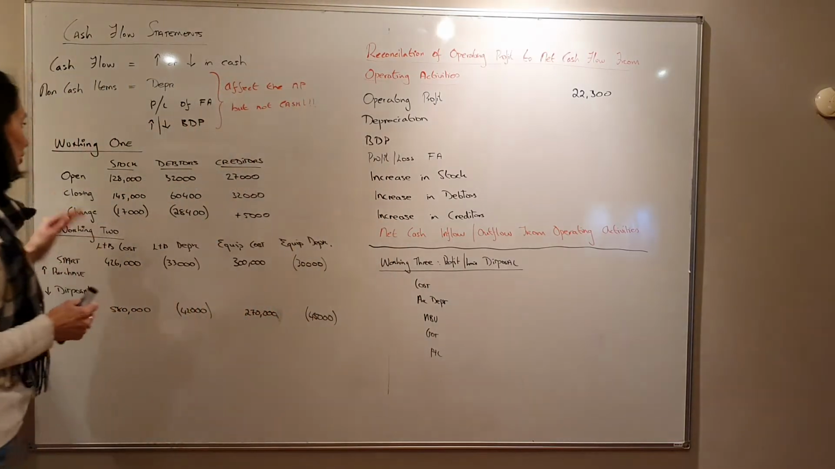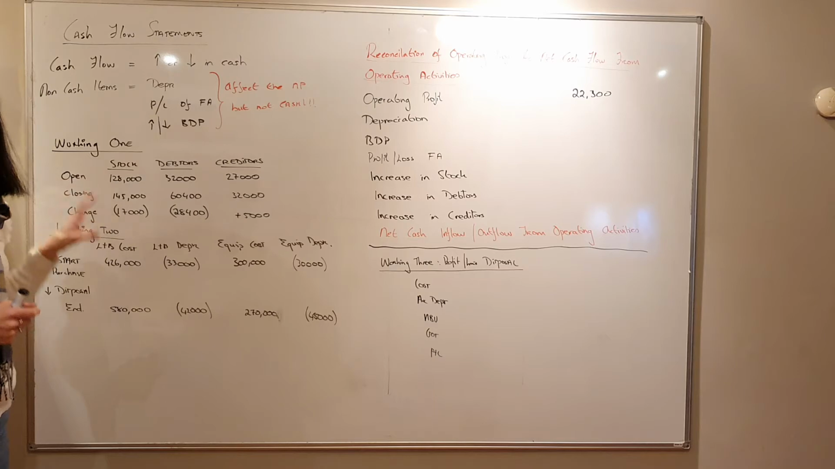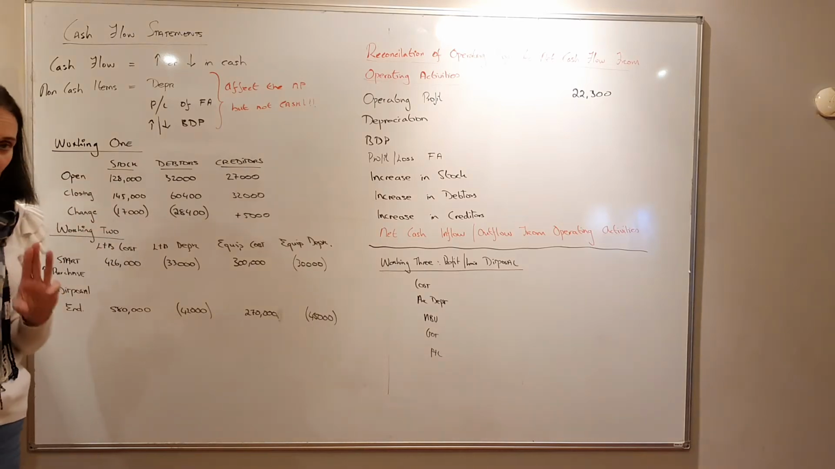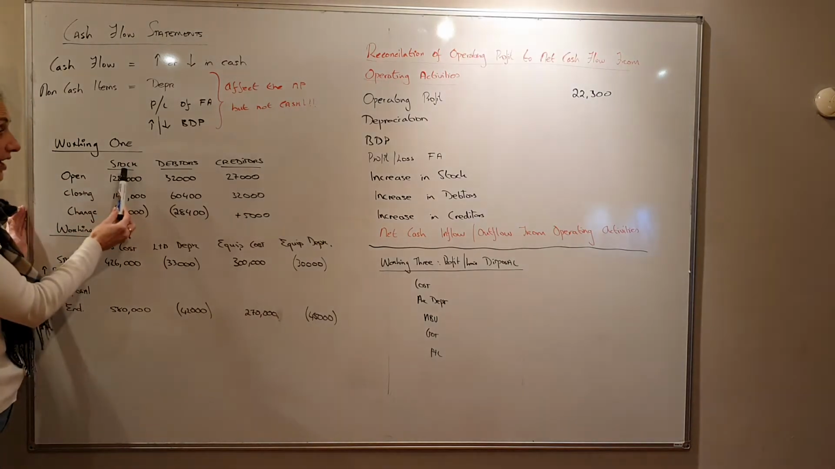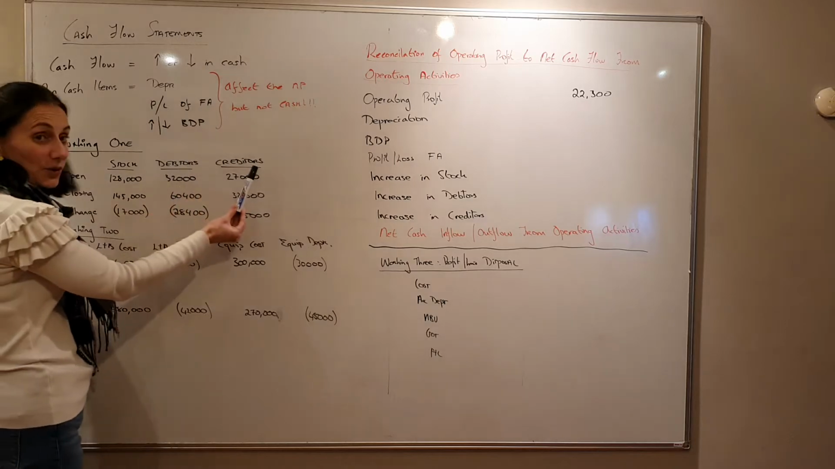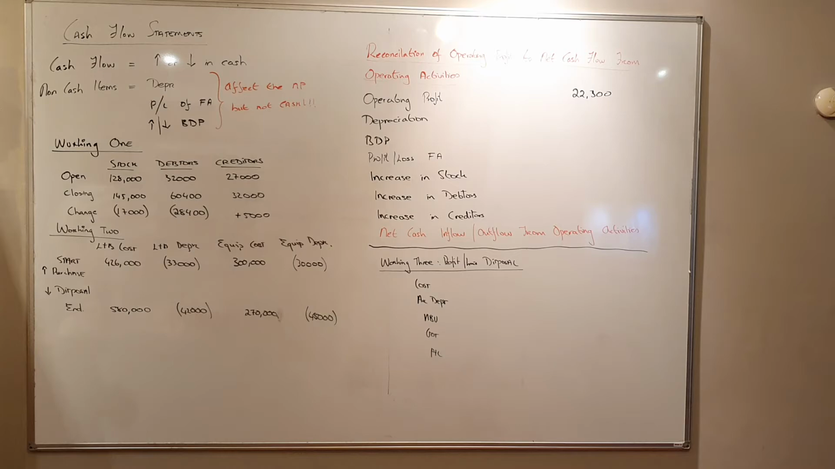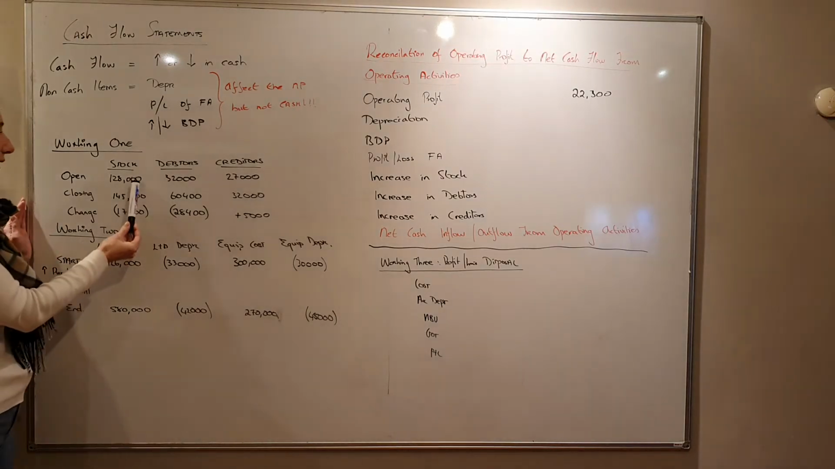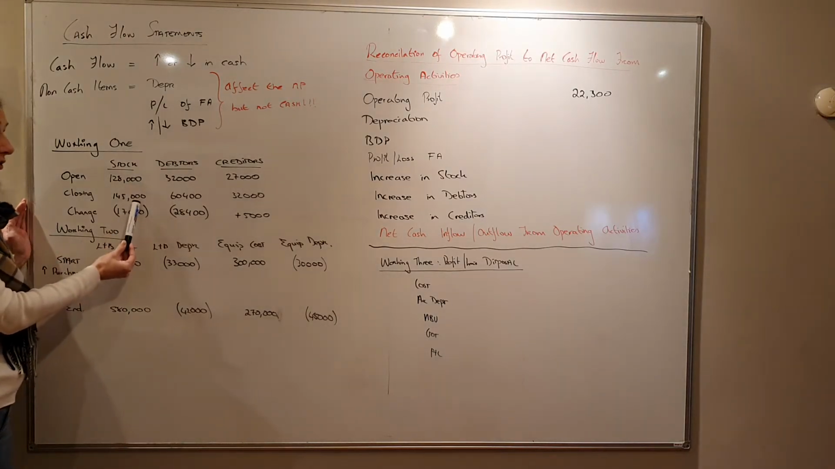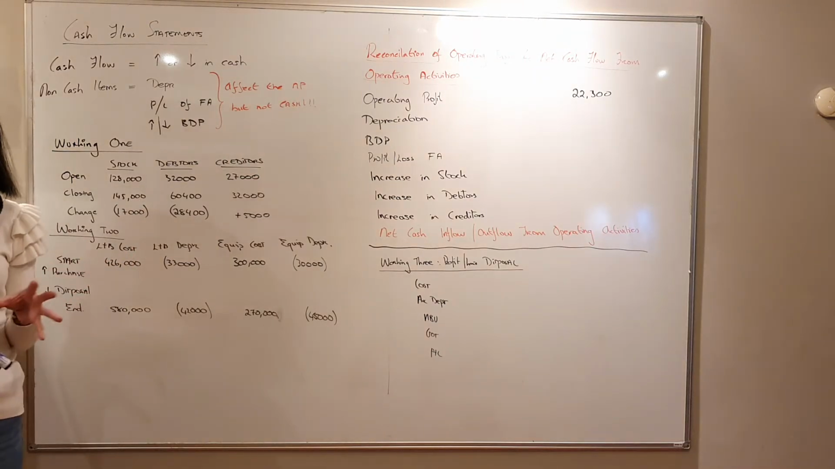The next thing I want you to do is a working. Now working 1, I want you to look at 3 things. I want you to look at your stock, your debtors and your creditors. And you're going to look at 2 years. We have the years 2008 and 2009. I want you to write down their opening figure, their closing figure, and tell me how did they change.